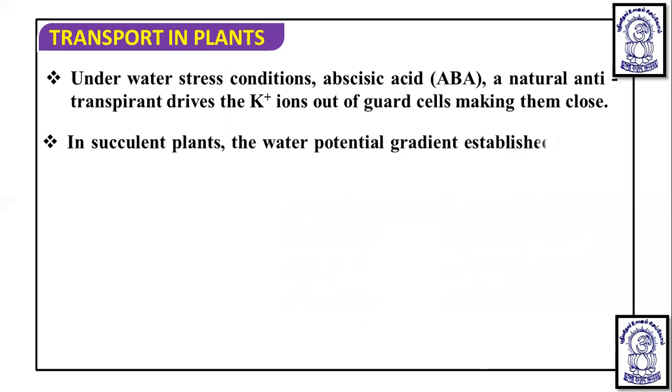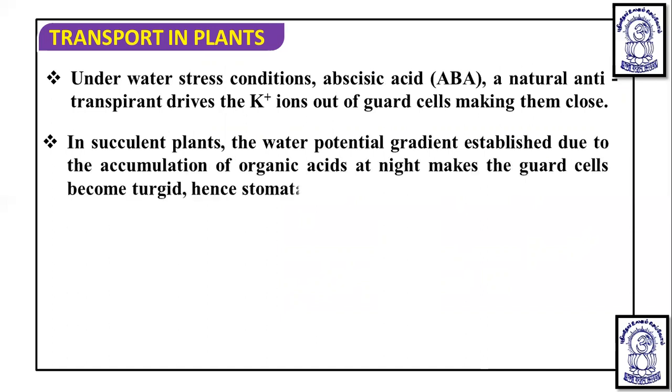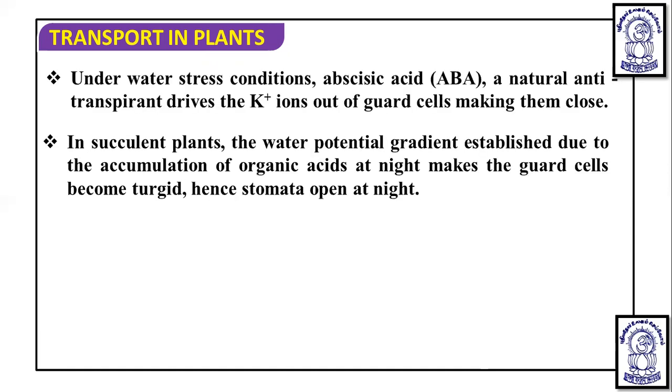In succulent plants, the water potential gradient establishes due to the accumulation of organic acid at night, making the guard cell become turgid. Okay, so in succulent plants the stomata open during night because they have scotoactive stomata. Why? Because the organic acids are accumulated at night in the guard cell, hence they become turgid and stomata become open at night. Okay, so this is about the opening and closing of stomata in transpiration.